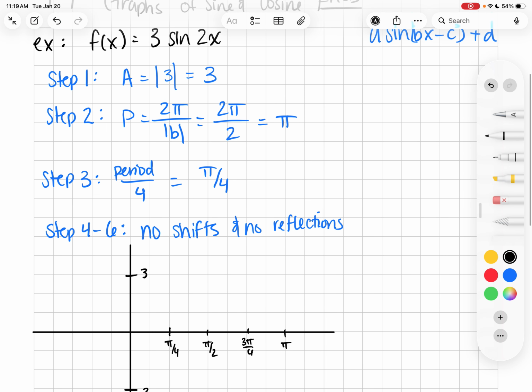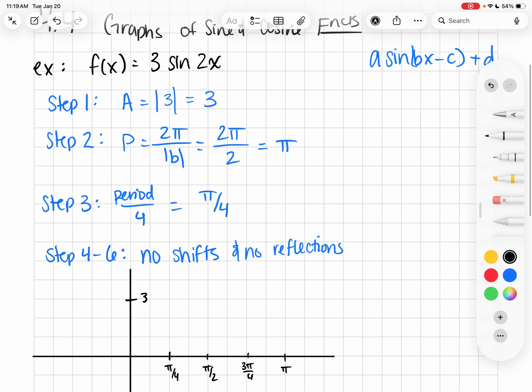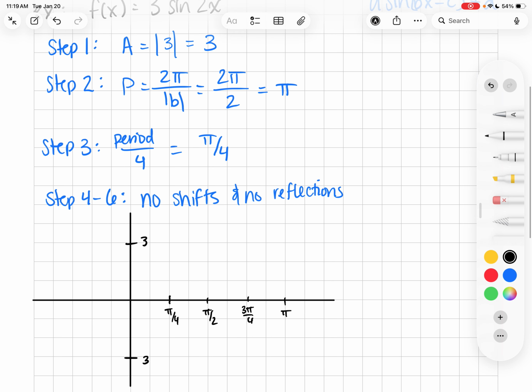And then we have to pay attention to, is this sine or cosine? Yes. Wouldn't it be negative 3 on the bottom? Or is it not because it's... Yeah, it is.